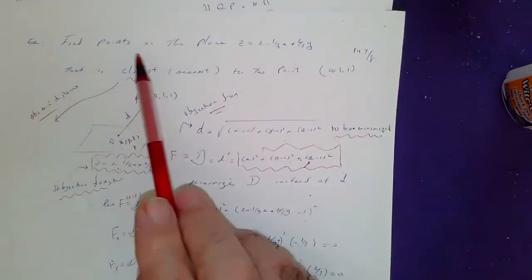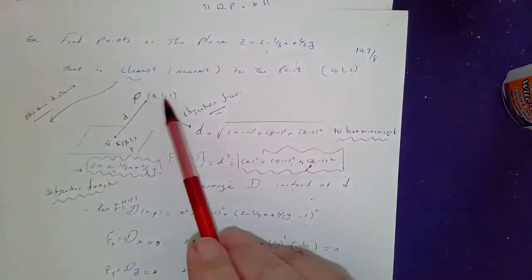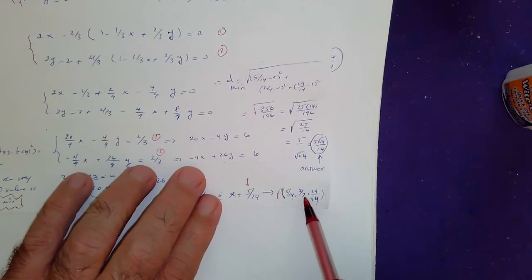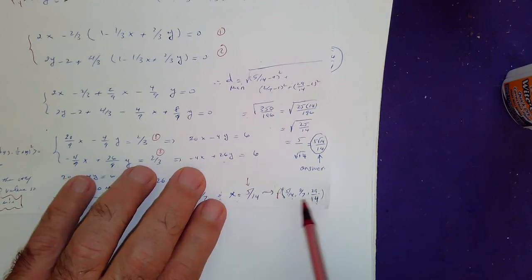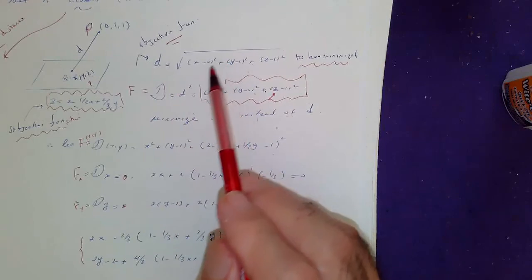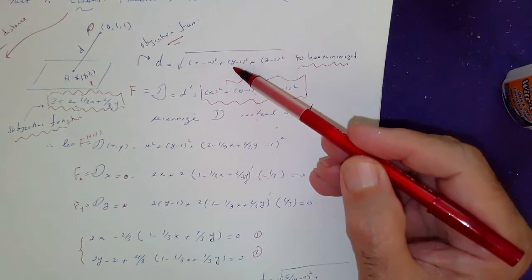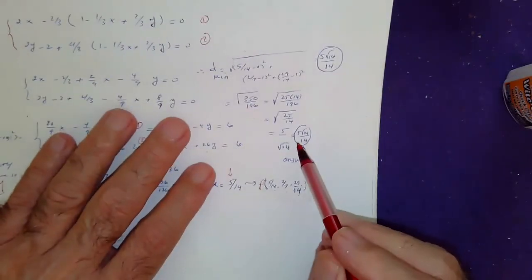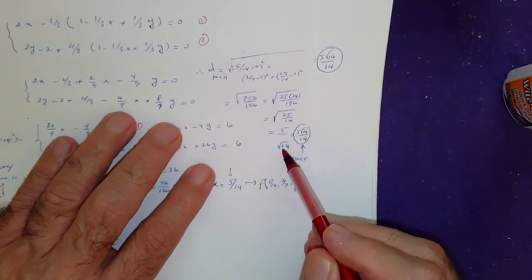Remember, the question was: find the point on the plane that is closest to the point (0, 1, 1). Well, there it is. The point is (5/14, 2/7, 29/14). But this does not tell you what the minimum distance is. Now go back to this distance formula, replace x with 5 over 14, y with 2 over 7, z with 29 over 14, and lo and behold, you get 5 square root of 14 over 14, or 5 over square root of 14.